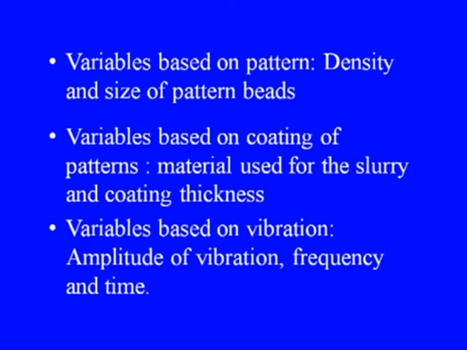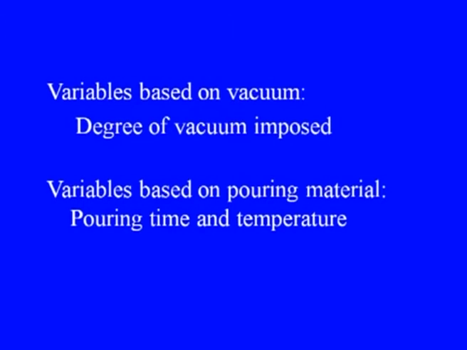Number 4, the group of variables based on vibration. Here the variables are amplitude of vibration, vibration frequency and time. The next group of variables are based on vacuum. Here the degree of vacuum imposed is the major variable. The next group of variables are based on pouring material. The next group is pouring time and temperature.